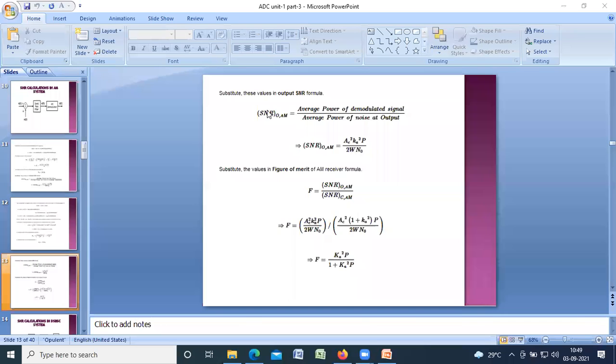Yes, done. Just you have to put the values and cancel out the terms जो cancel हो रही हैं and achieve the answer. AC square cancel हो जाएगा. Yes.